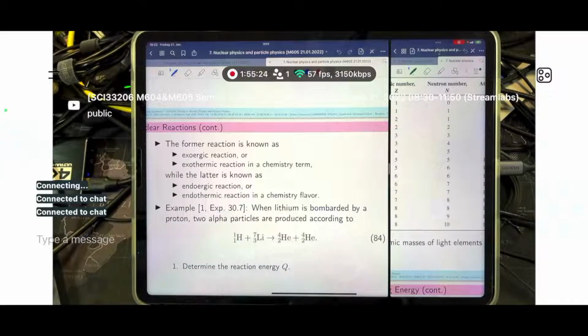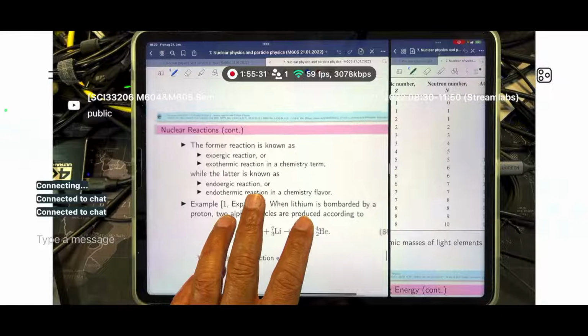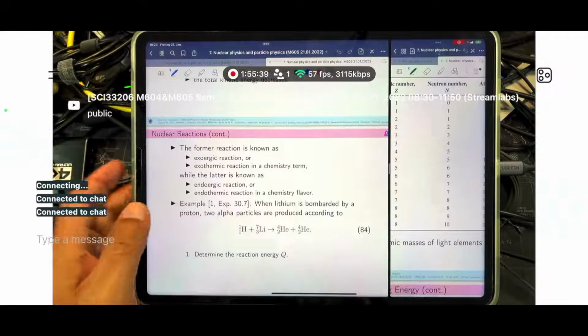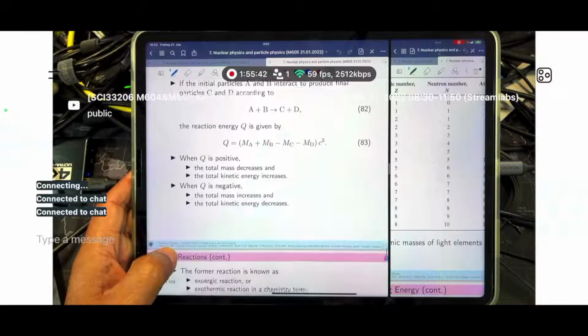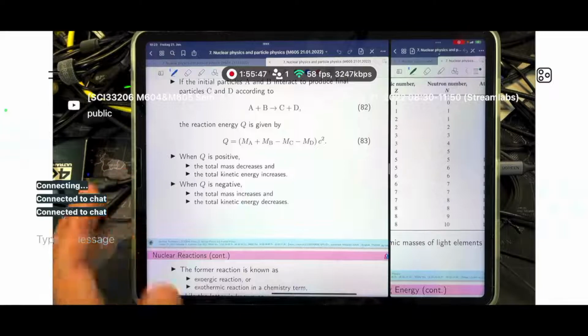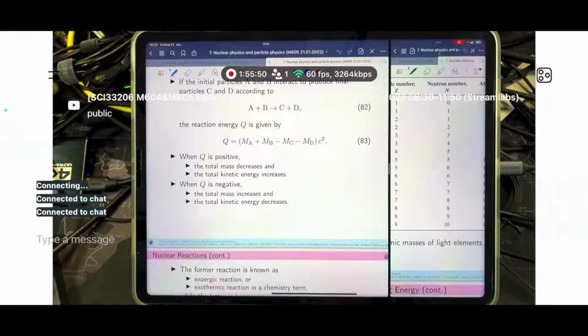Okay, let me see. Yes, the nuclear reaction energy, right? It's the Q. Q could be computed from 931.5 mega electron volt per atomic mass unit. Where is my mouse? Let me check the channel, otherwise the information is going to be missing.